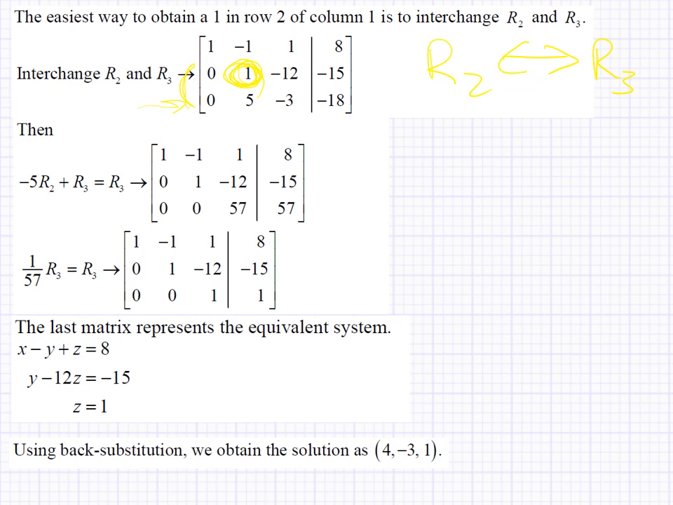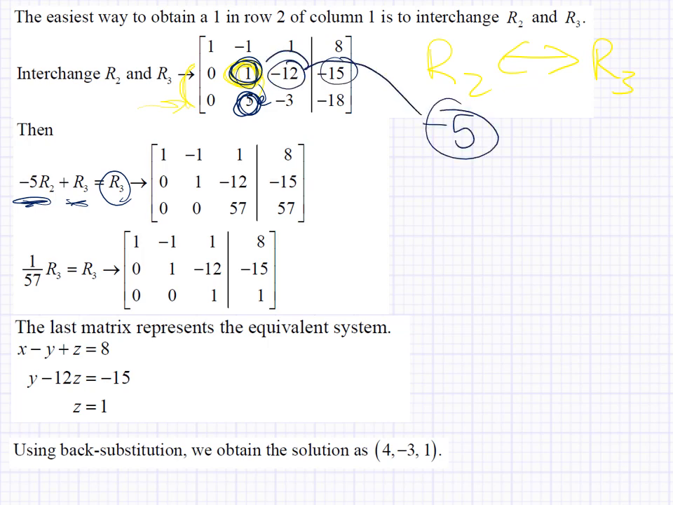Right. So now what I want to do is get a 0 here. So how do I get a 0 there? Well, if I take this times negative 5 and add it to the 5, that'll make a 0. So negative 5 times row 2 plus row 3 gives me my new row 3. But then I have to do it to each one of these. So negative 5 times this plus this gives me this term. Then negative 5 times this plus this gives me this new term. So that makes those both 57.